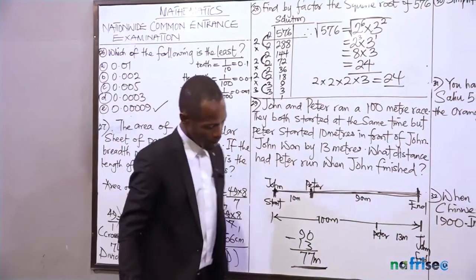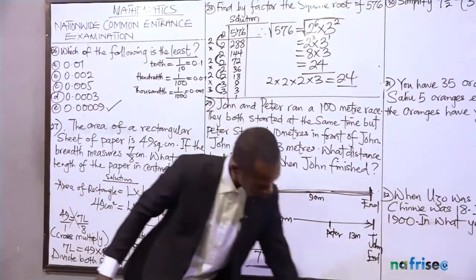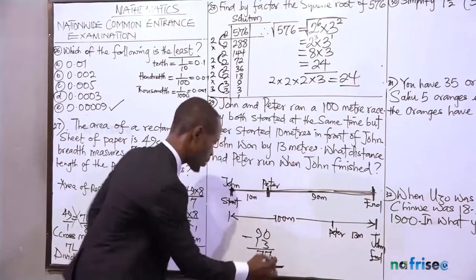Now let's check our book, number 29. For 29, we have A. The option there is A.